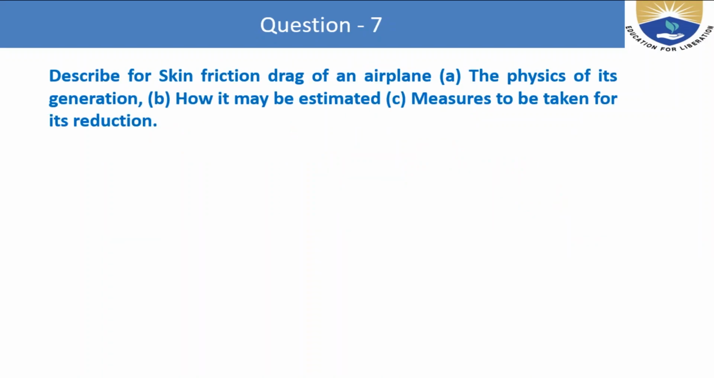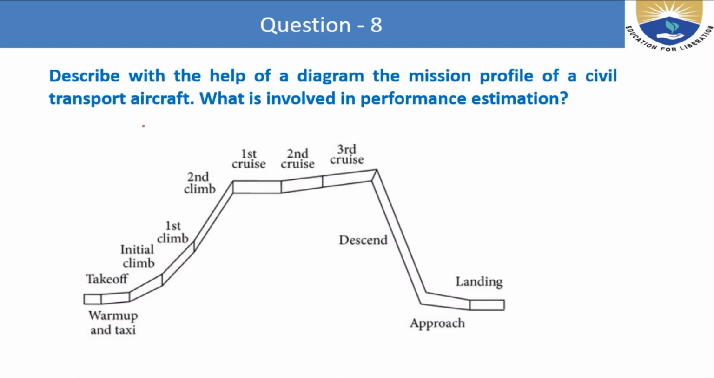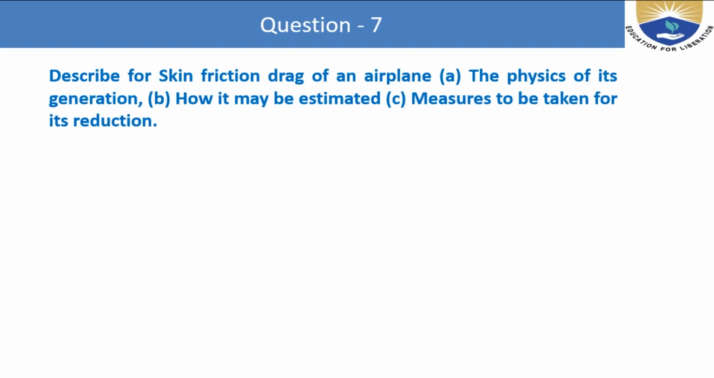Describe the skin friction drag of an airplane: the physics of its generation, how it may be estimated, and measures to be taken for its reduction. So here, first, what is the skin friction drag? It is the drag which restricts the motion of the aircraft due to the friction, the viscosity.